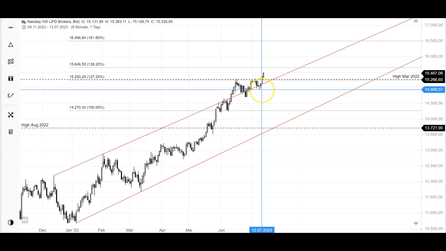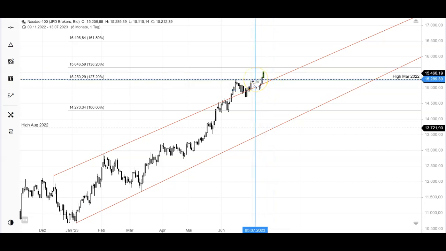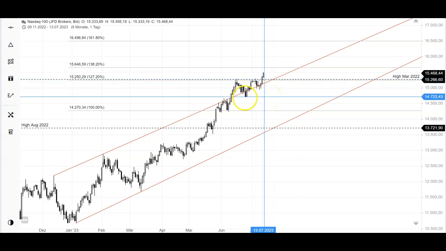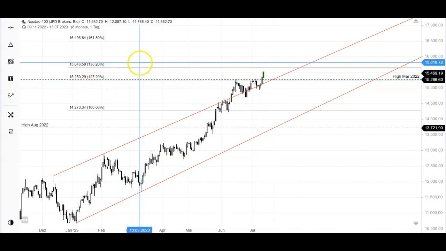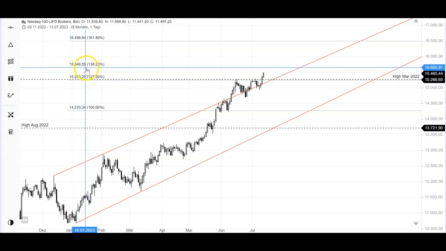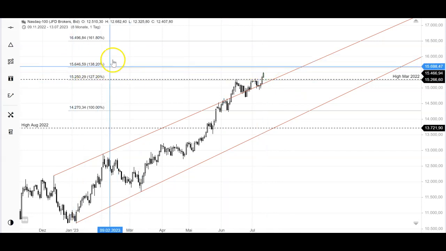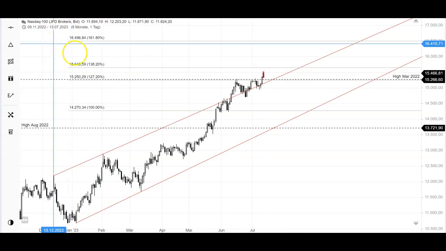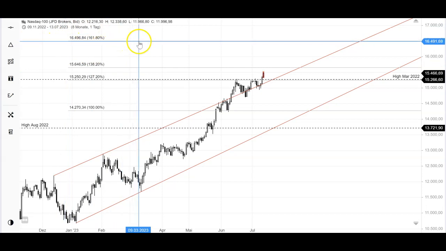I think there were another 700 points you could participate in if you were following me on Twitter. And I expect another reaction here at the 650 level. And if we get a daily close above there, the 16,500 becomes actually likely as well.